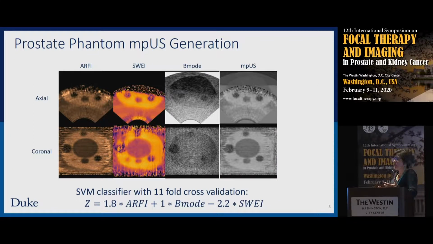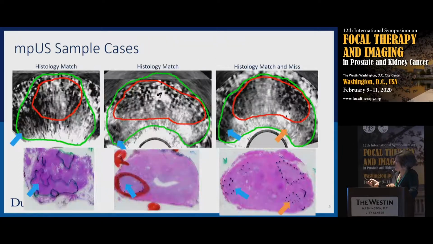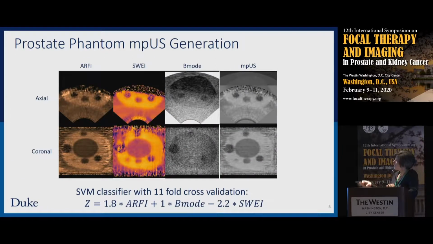So what we decided to do was come up with a multi-parametric ultrasonic imaging approach where we could combine the information from the ARFI image, the relative stiffness image, the quantitative stiffness image, and the B-mode image. We used a support vector machine, which was mentioned earlier. It's a simple classifier with 11-fold cross validation to figure out how we would combine all this information into a single multiparametric image where darker regions would be indicative of something suspicious for cancer. We lose some depth with our shear wave image, and we're working on that.